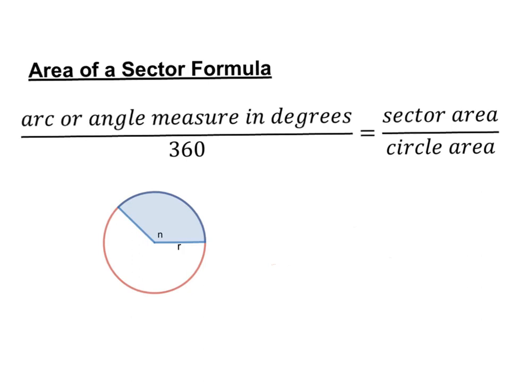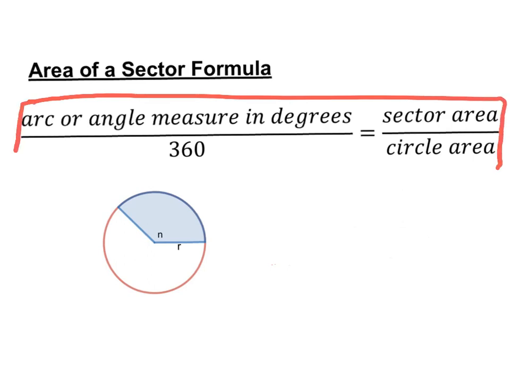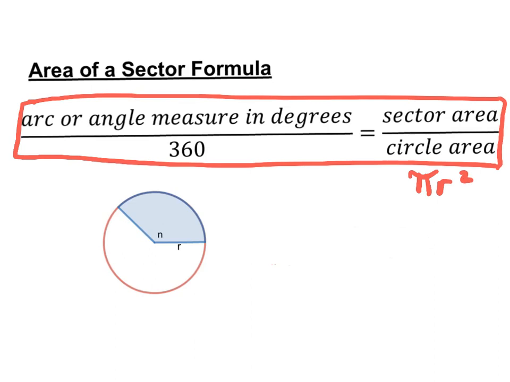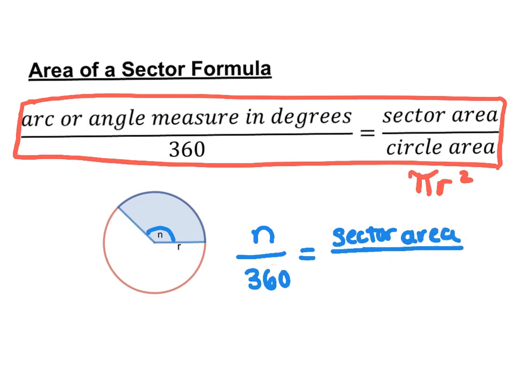The formula for the area of a sector is very similar, except now it's a fraction of the area. So the arc or angle measure in degrees over 360 equals the sector area over the circle area, which we know is pi r squared. So if I were to set it up for the example shown below, it's the angle, which is n, over 360 equals the sector area over the area of the circle, which is pi r squared.